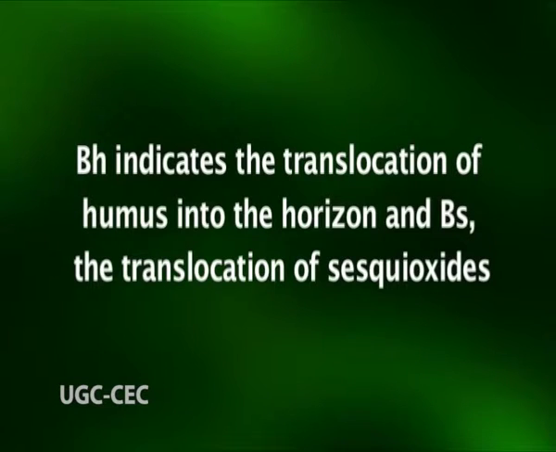B horizons may have a number of different subscripts indicative of the nature of the materials that have moved into the horizon. For example, Bh indicates the translocation of humus into the horizon and Bs the translocation of sesquioxides. These subscripts will vary according to the nature of the soil component that has accumulated, but also with the system of nomenclature of the soil type.